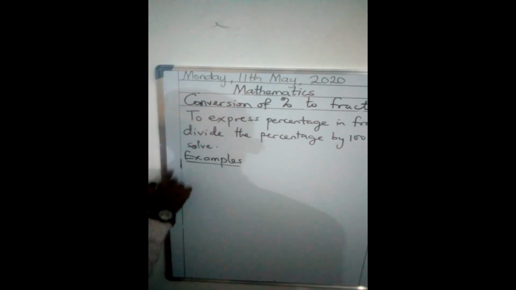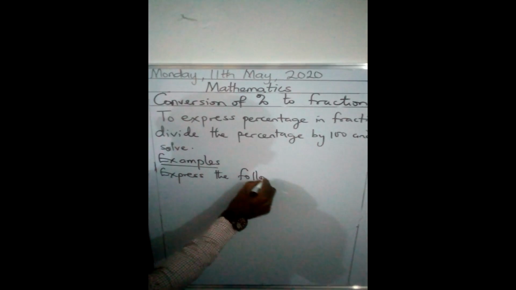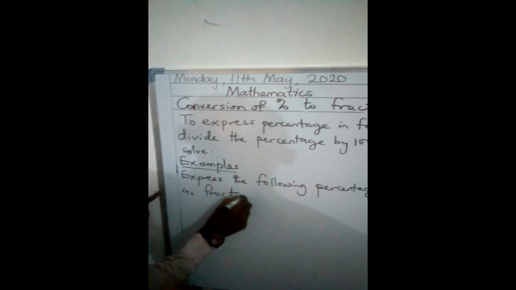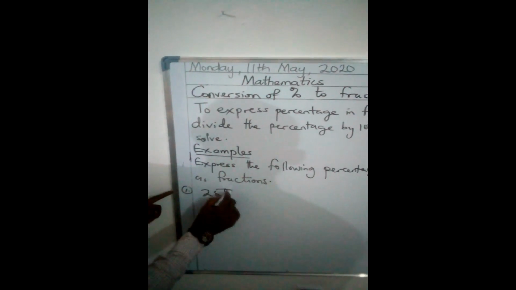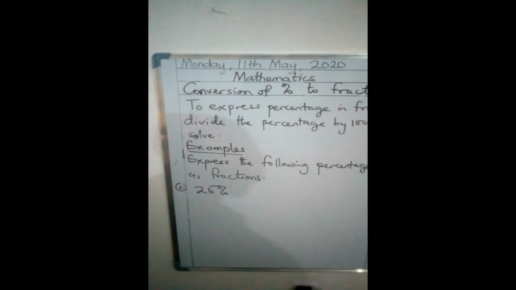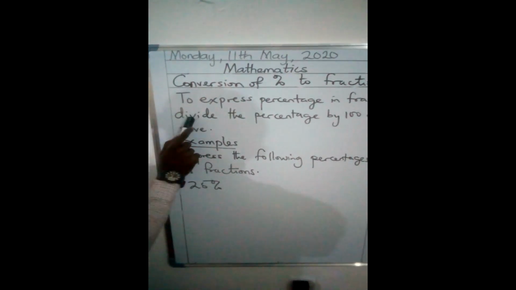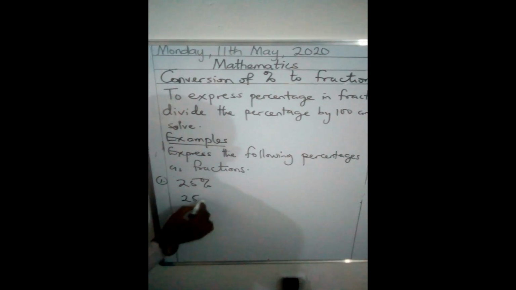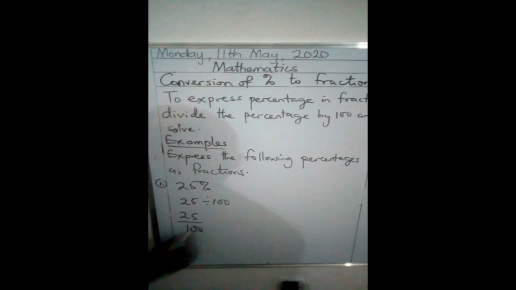Number 1. Okay, let me write the instruction first. Express the following percentages as fractions. So number 1, 25%. So like I said, we are to express 25% as a fraction. The instruction says we need to divide by 100 and we solve. So all we need to do is what? 25 divided by 100, which can as well be written as 25 over 100.